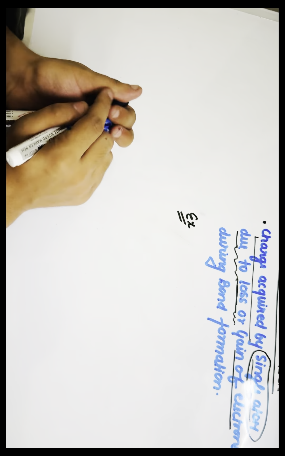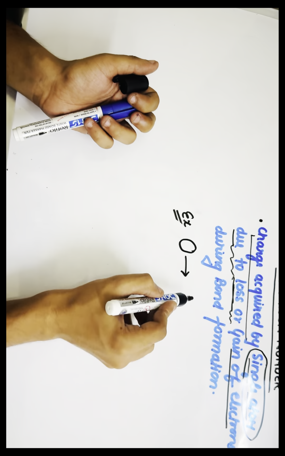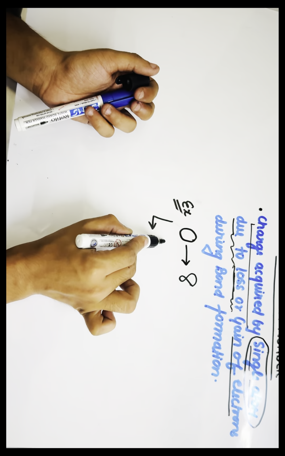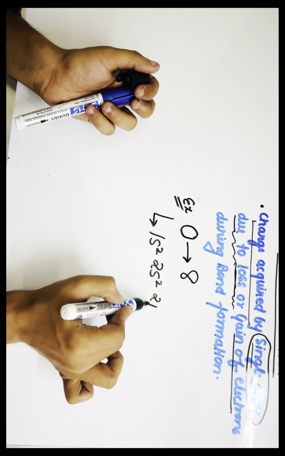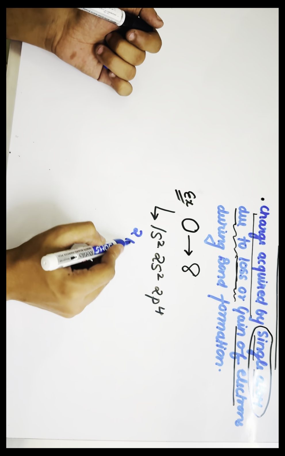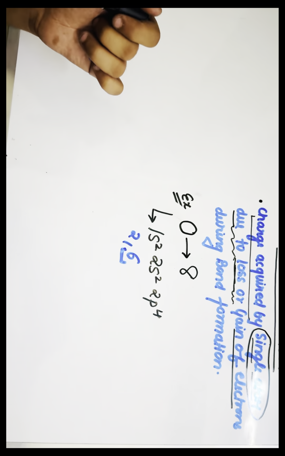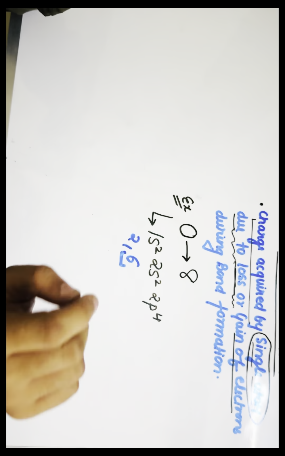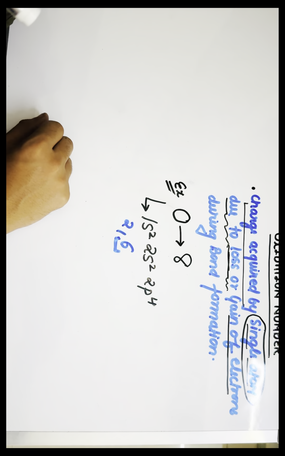For another example, I'm taking oxygen. Everyone knows that oxygen has 8 electrons. If I want to write its electronic configuration, I can write 1s2, 2s2, 2p4. So it has 2 and 6 electrons, and this last 6 is in the outermost shell. How many electrons are you able to see in the oxygen outermost shell? 6 electrons.